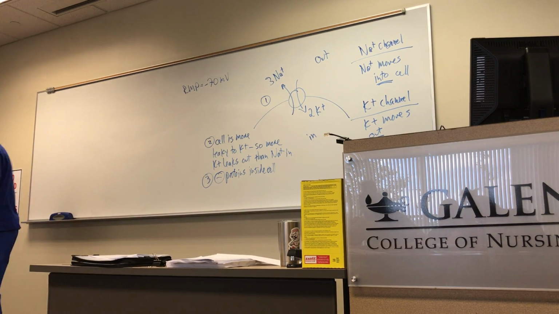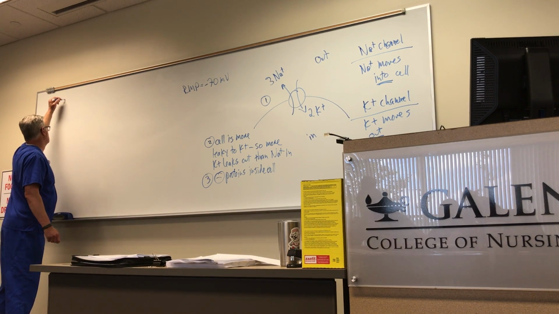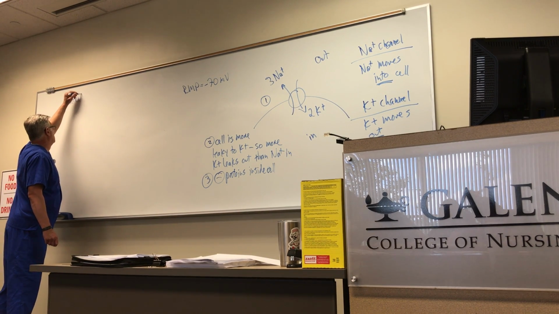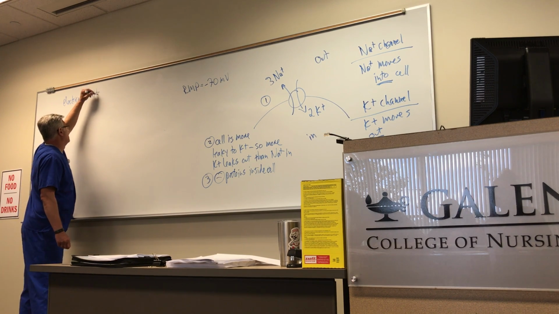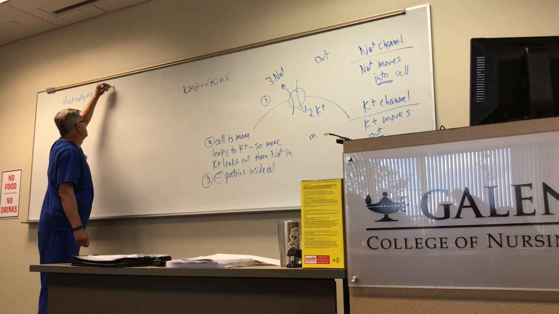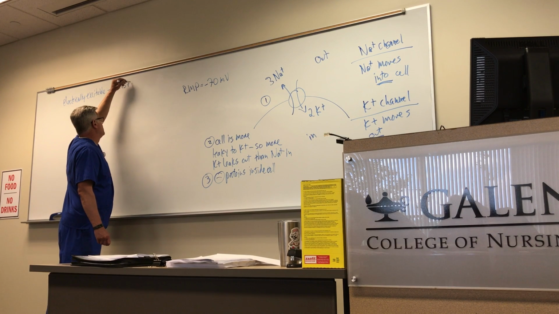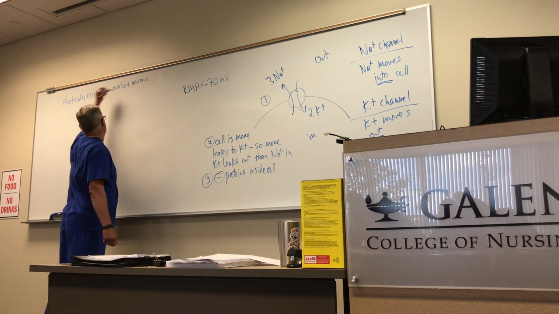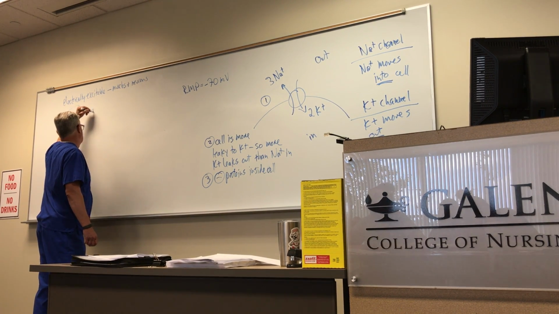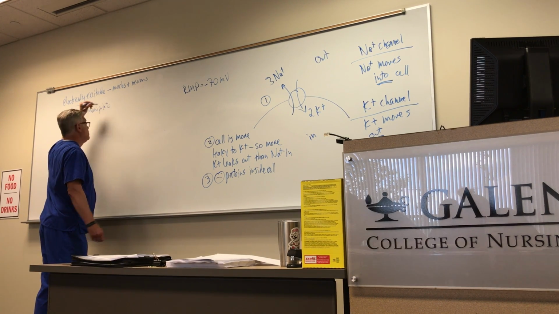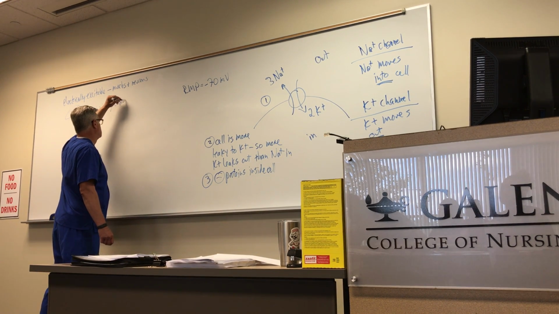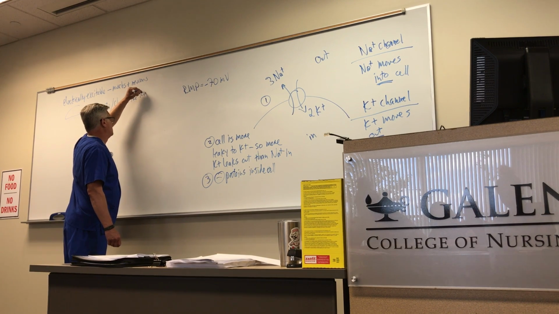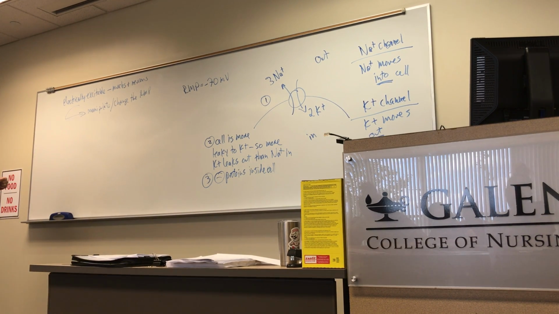Okay? If you are an electrically excitable cell, like our muscles and neurons, you can manipulate and change the resting membrane potential. Okay? If you don't have electrical excitability, you can't do that. You can't do anything about it. It just sits there.